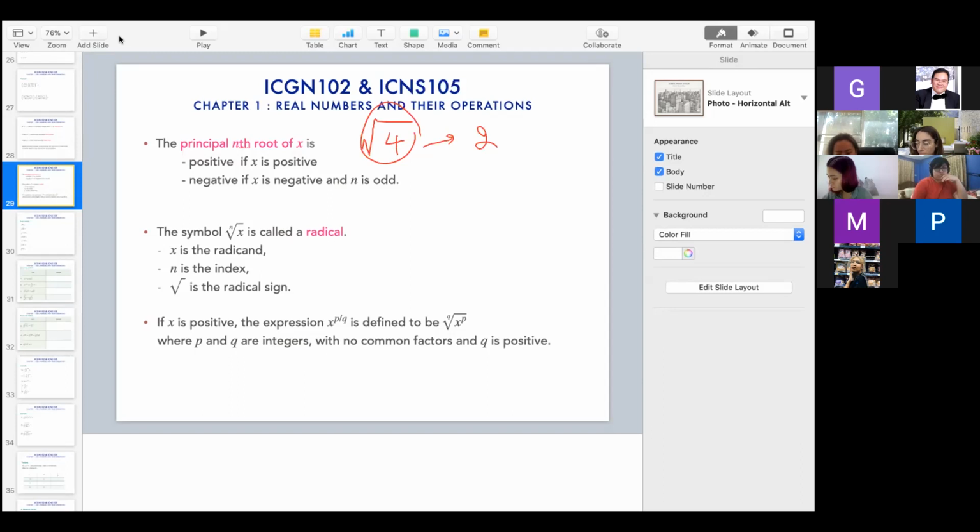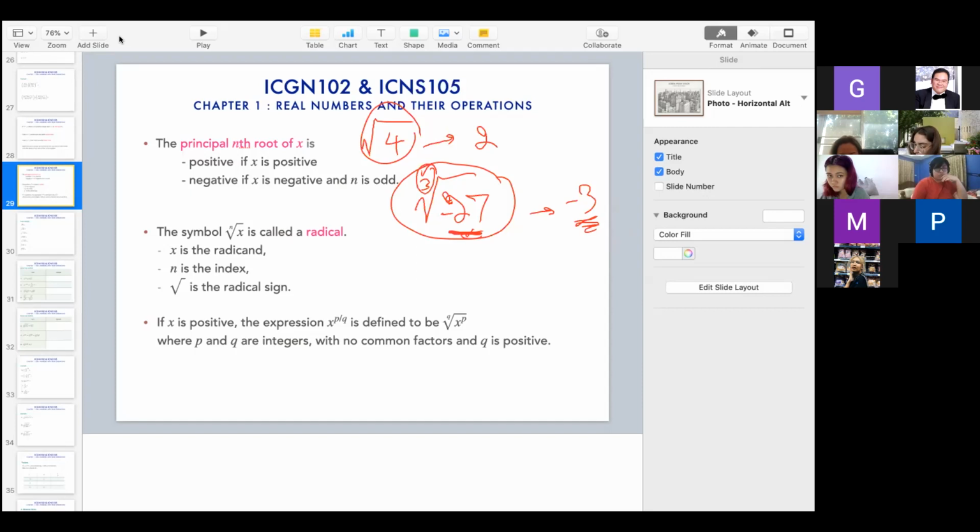But the root will be negative if x is negative and n is odd, like the cube root of negative 27. You can see that x, or 27, is negative and n is odd, it's 3. So you get the answer negative 3. This is the principle of the n-th root of x: it becomes negative if the value of x is negative and the index is an odd number.